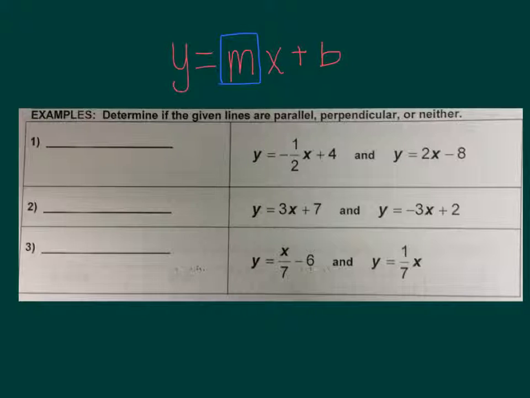So we need to determine, looking at number 1, if y equals negative 1/2 x plus 4 and y equals 2x minus 8 are perpendicular, parallel, or neither. First, we need to identify their slopes. In the first equation, negative 1/2 is the slope. In the second equation, 2 is our slope. Remember, 2 is a whole number, so it can be written as 2 over 1. If you look, the fractions are flipped and the signs are different. So this means that these two lines are perpendicular.